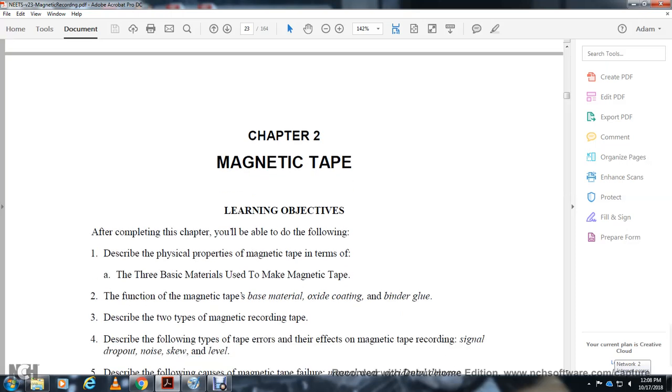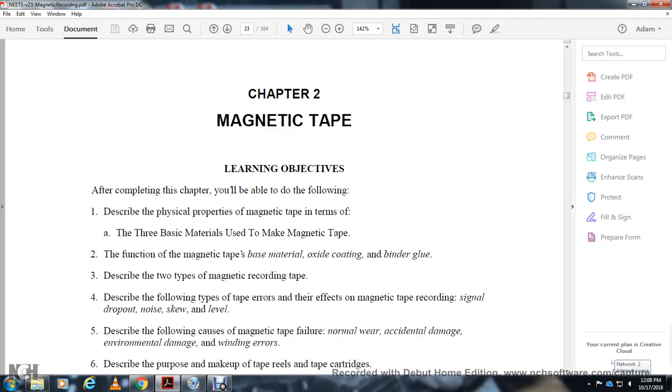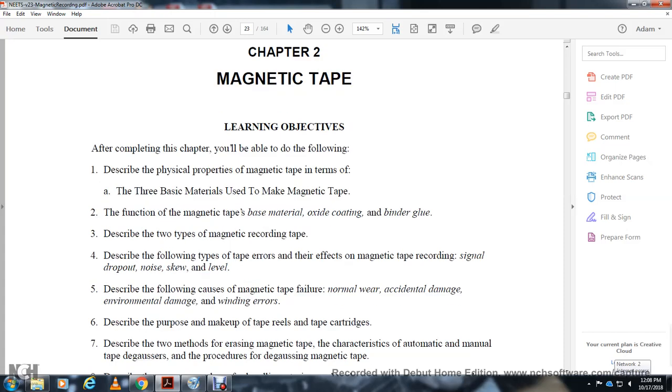Describe the types of magnetic recording tape. Describe the following types of tape errors and the effect on the magnetic tape recording signal: dropout, noise, skew, and level. Describe the following causes of magnetic tape damage: normal wear, accidental damage, environmental damage, and winding errors.